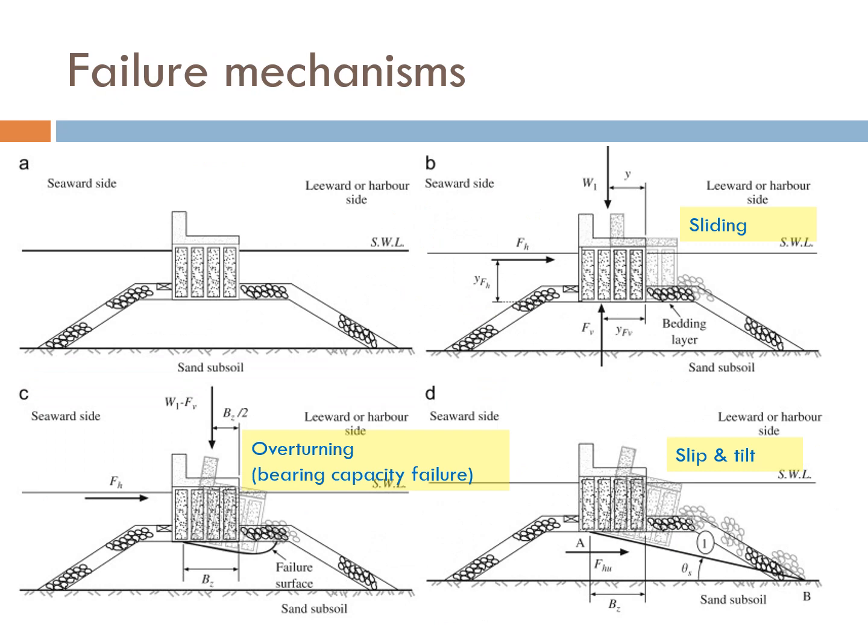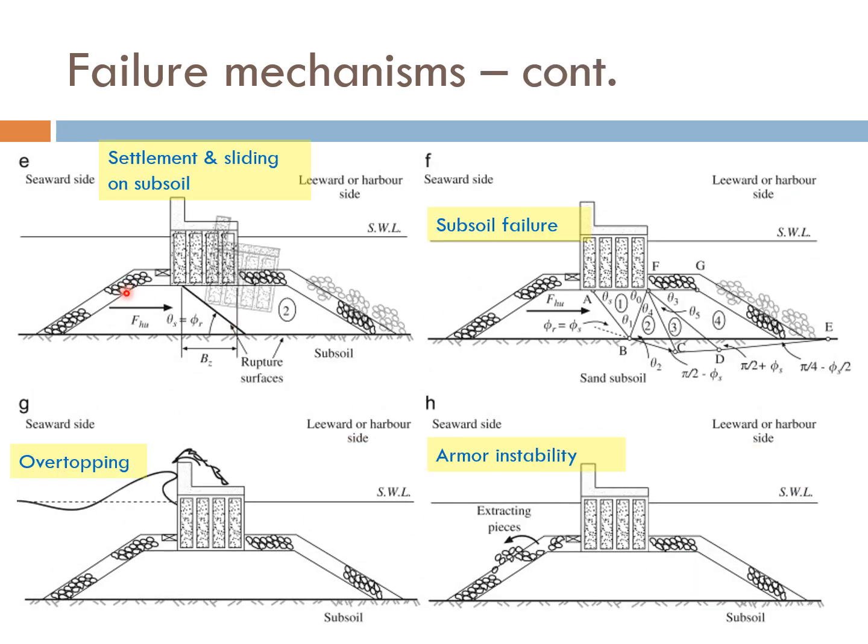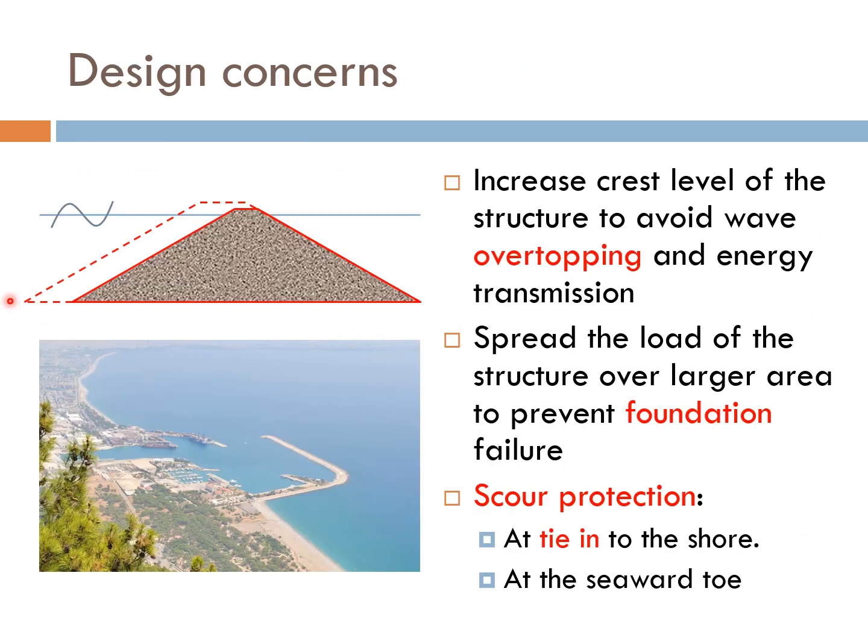Some of the common failure mechanisms of breakwaters include sliding, overturning, slip and tilt, settlement and sliding on the subsoil, subsoil failure, overtopping, and armor instability. It is always preferable to increase the crest level above the mean sea level in order to reduce wave overtopping and energy transmission.